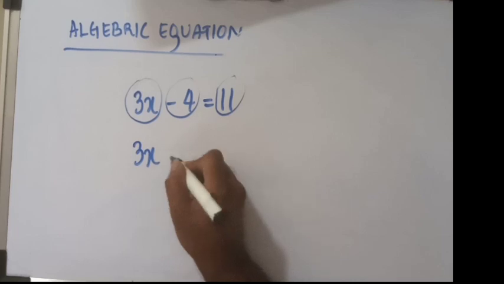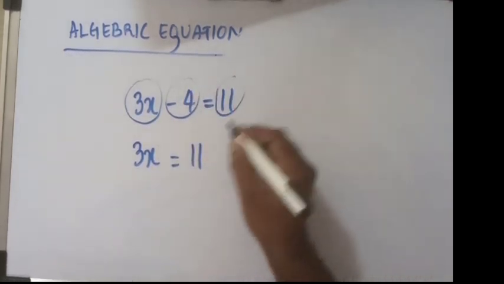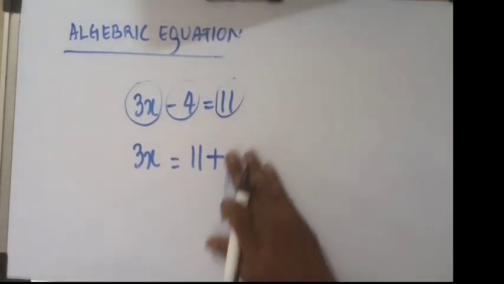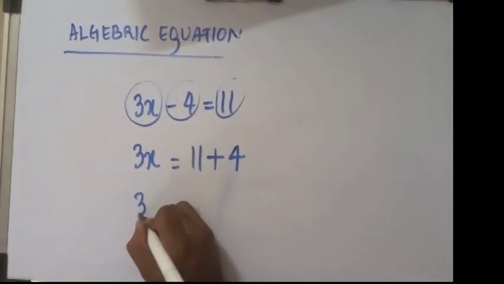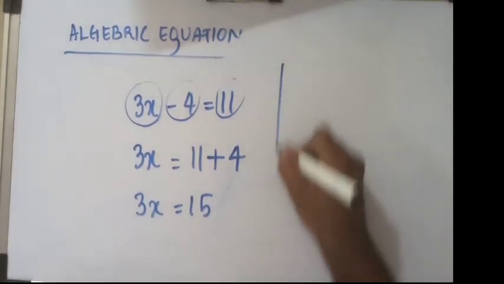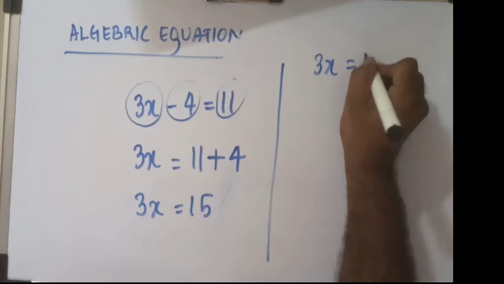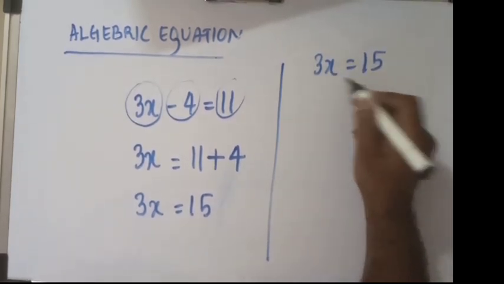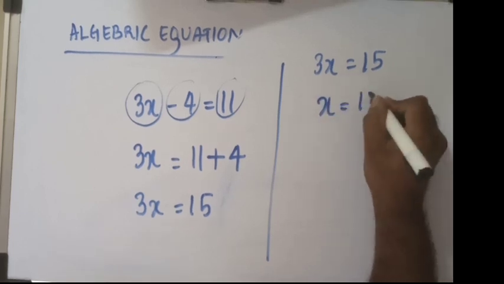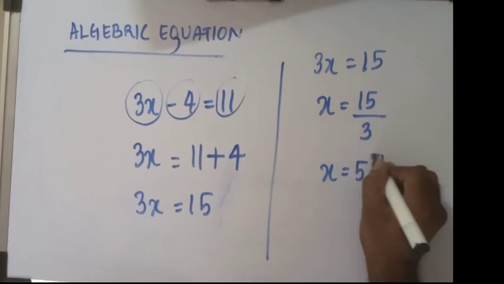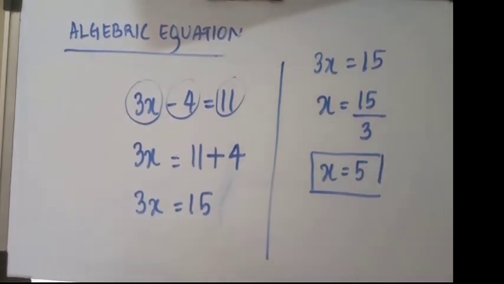So 3x will remain as it is. Now minus 4 from the left hand side goes to the right hand side. It becomes plus 4. So 3x gives me 11 plus 4 is 15. Now 3x is 15, right? How do I solve it? 3 is multiplied to x here. So when 3 goes to the right hand side, it becomes divide by 3. So the value of x is 5. Okay children? So this is how you solve an algebraic equation.